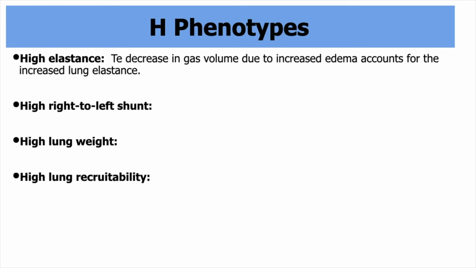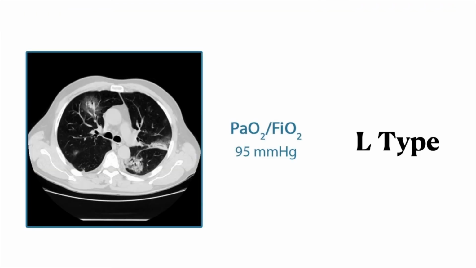So let's see how these two types look in a CT scan. This is the CT of the patient with the L type of disease. As you can see, the PF ratio is 95. That is almost severe ARDS. But if you look at the lung, it doesn't look that bad. You can only see some ground glassing in the stress and strain areas.